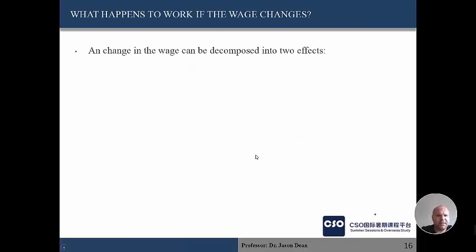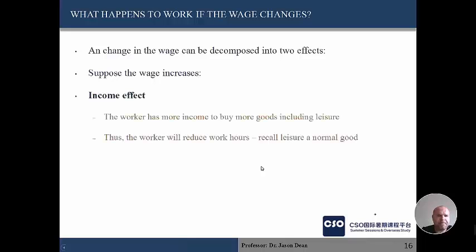But now what happens if the wage changes? Okay, so a change in the wage is a little more complicated. A wage change can be decomposed into two effects. Suppose the wage increases. Well, there's an income effect. If your wage is higher, you're going to be able to buy more goods and services, including leisure. And so according to a pure income effect, the worker would reduce their hours. And recall, this is because we're assuming leisure is a normal good.